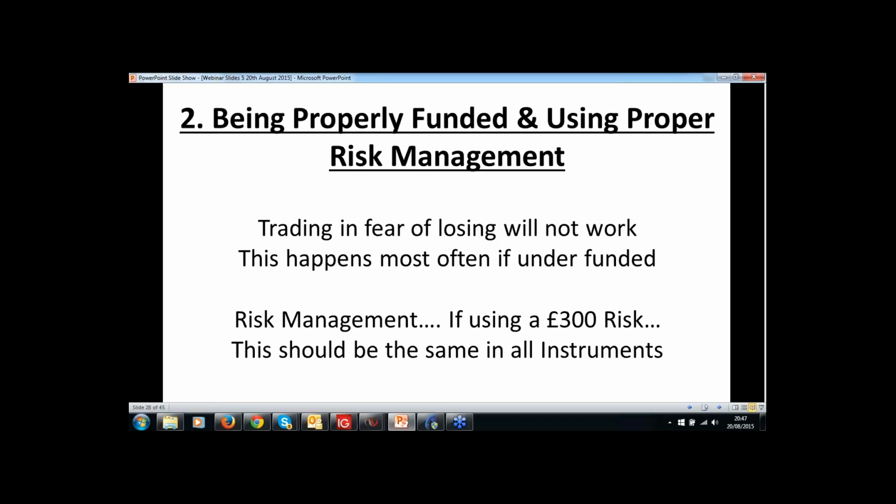And again, as I've said here, the risk management, if using a 300-point risk, this should be the same over all instruments. So in other words, if you're trading at 10 pounds per point on the FTSE 100, you have a 30-point risk. If the next trade you're trading on has only got a 15-point risk, well, again, you can up your trade amount value to 20 pounds per point. But again, I'm not spending an awful lot of time on this tonight, but it is something to bear in mind. And again, it's something that we talk about quite a lot as members.